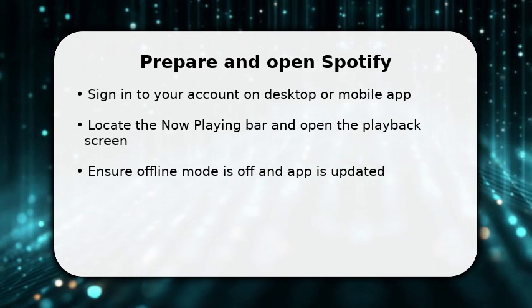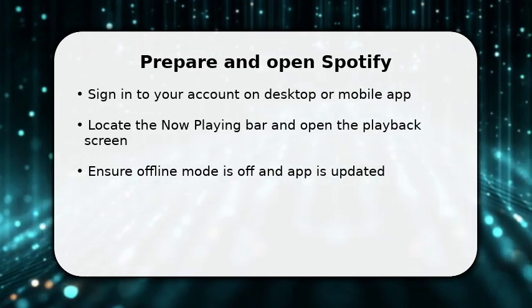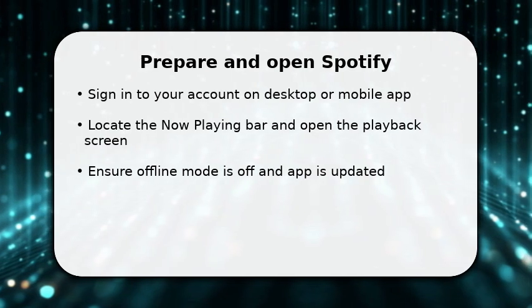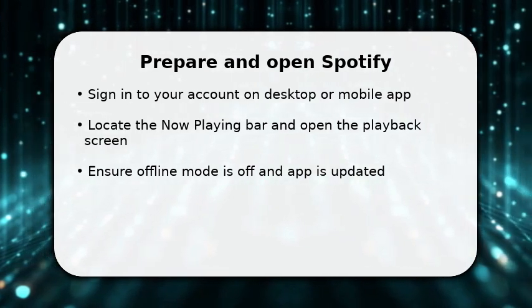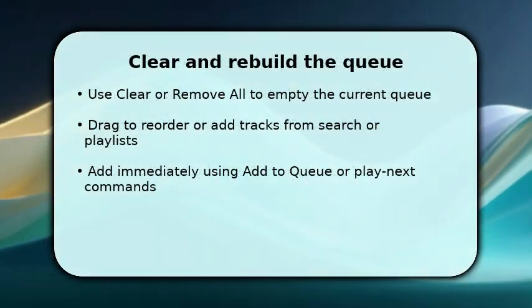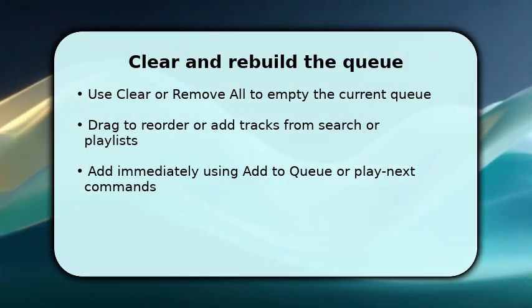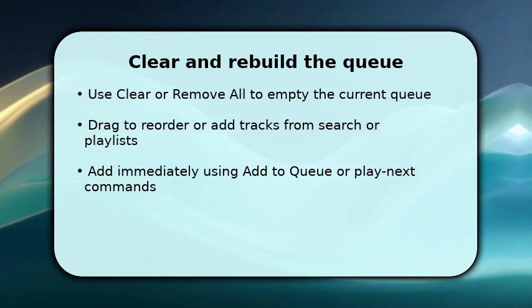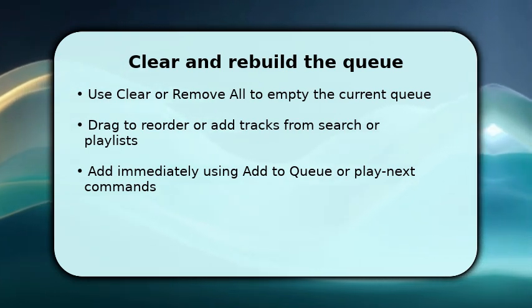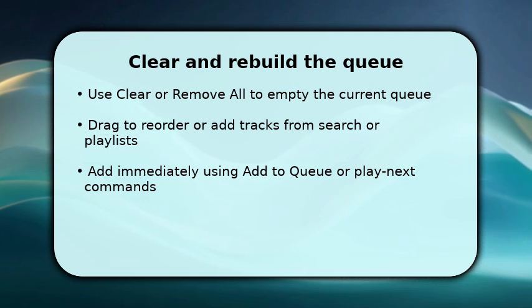Begin by tapping the queue icon and observing the current list. This gives you context for what to remove or reorder next. Now you'll clear the existing items and rebuild deliberately. If your app shows a clear or remove all option, press it to empty the queue. If not, long press or right-click individual tracks and remove them quickly.